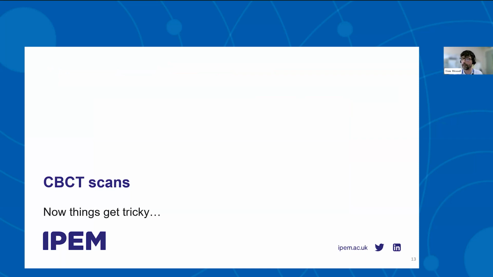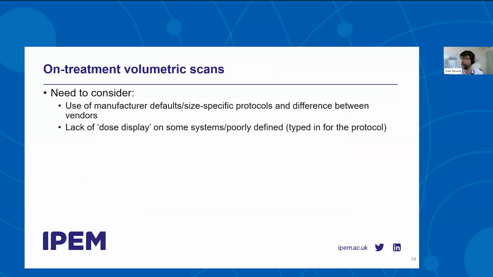So we then moved on to the cone beam CT scans, and this is where things start to get a little bit trickier. Because we had to consider the fact that manufacturer defaults are predominant, or were the dominant type of protocol used out there. So people just use pelvis for every size of prostate, gynae, rectum, etc. But we also knew people had done some things like what I'd done locally with my centre, where they'd introduced size-specific protocols. So we needed to work out how we can bring all that data together.